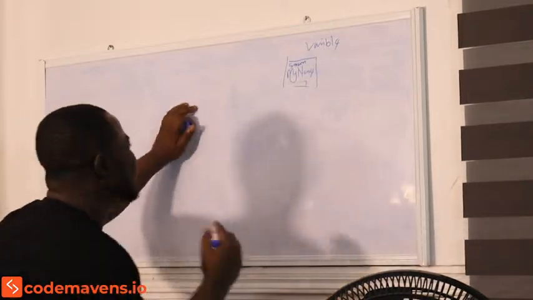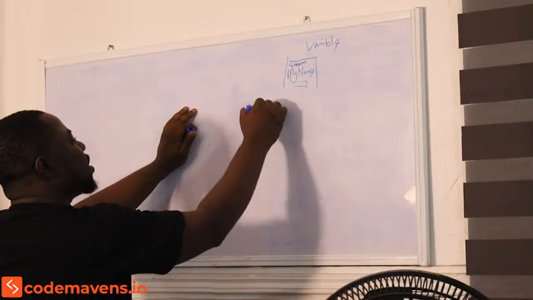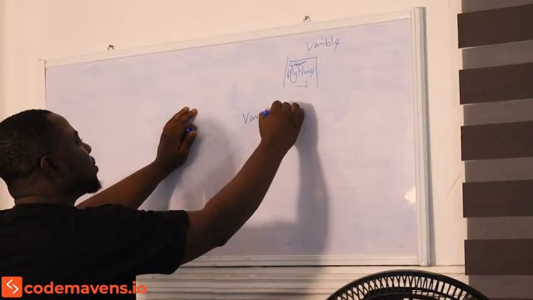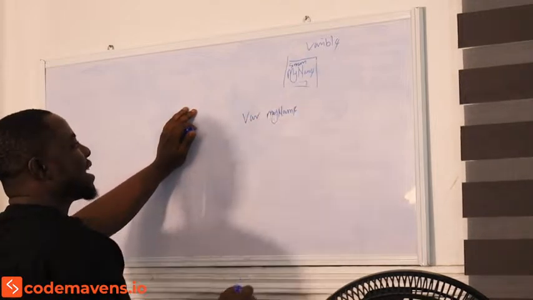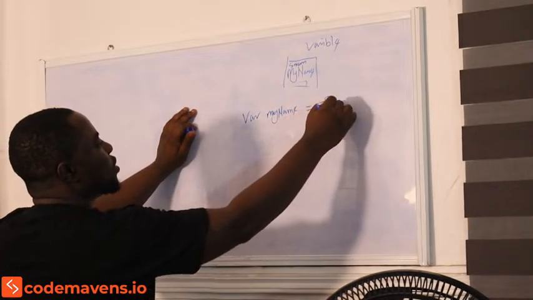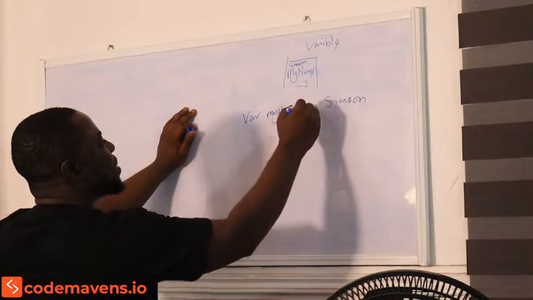How do we do that? In JavaScript, after declaring var my name, I can now save Simeon. This is what we call an assignment operator.